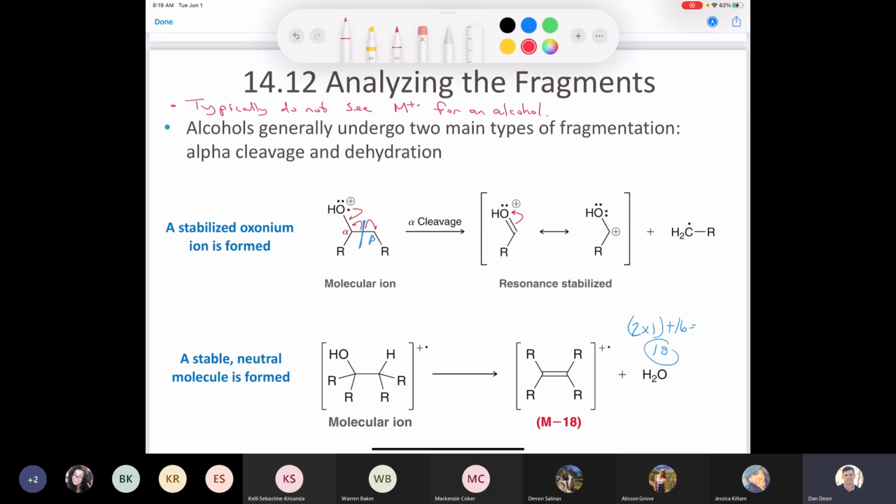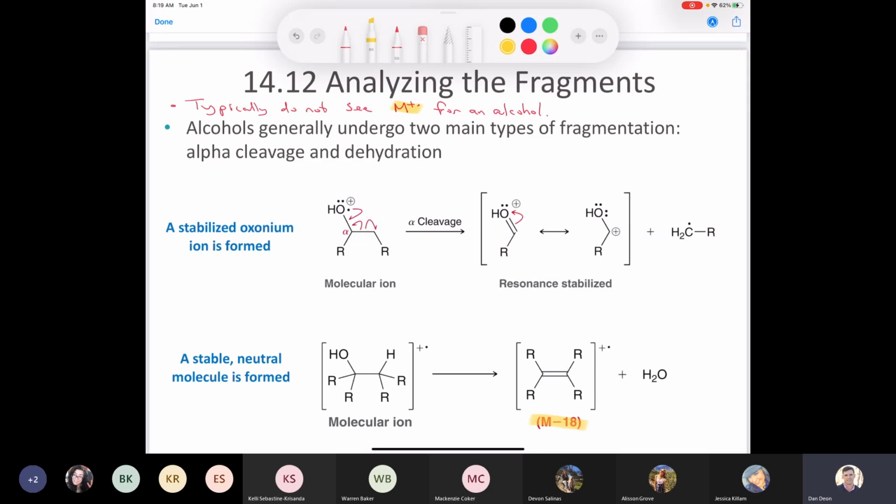But they do have two main types of fragmentation. So even if you don't see the molecular ion, there are types of fragmentation that you can look for, right? And these are two that I covered yesterday. I covered alpha cleavage, and then I covered loss of water. Now, loss of water is a little simpler, right? Because loss of water, everybody knows the mass of water is 18.